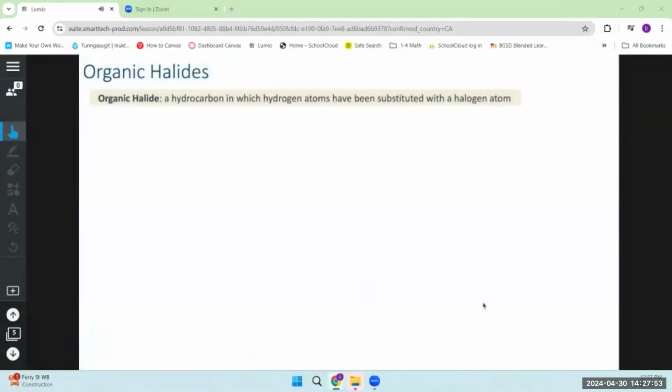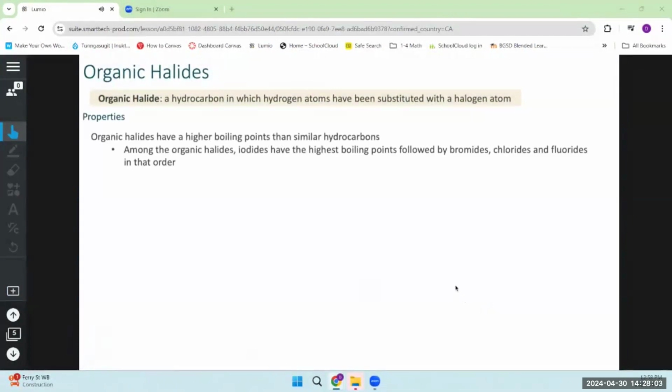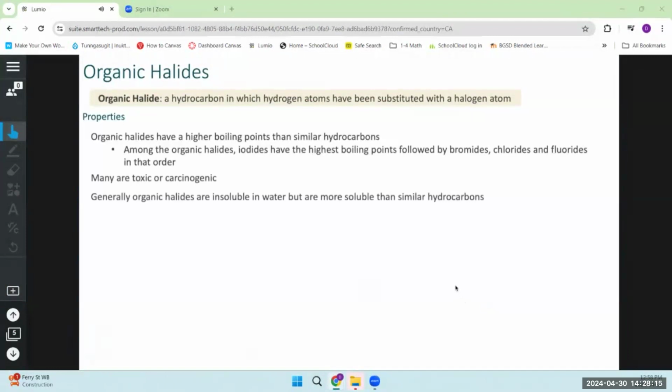So an organic halide is a hydrocarbon in which a hydrogen atom has been substituted with a halogen atom. Properties of organic halides: they have higher boiling points than similar hydrocarbons. Among the organic halides, iodides have the highest boiling points, followed by the bromides, chlorides, and fluorides in that order. Many are toxic or carcinogenic, so not good things to be around. Generally, organic halides are insoluble in water, but they're more soluble than similar hydrocarbons. They're good solvents for things like waxes, gums, fats, oils, resins, and rubbers.